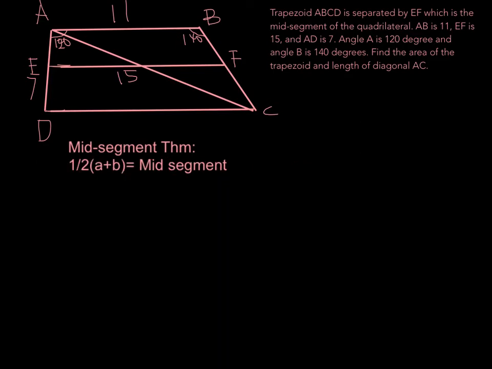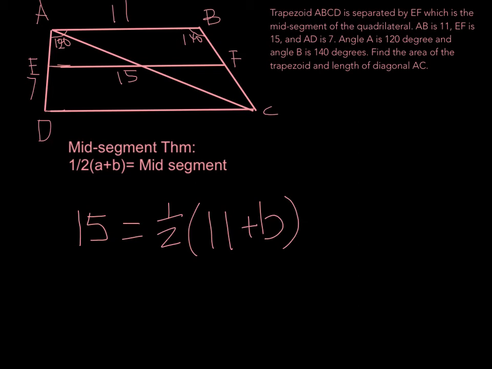If we look at this formula, we can see that the mid-segment is half of the sum of the two bases. Now, we only know one of the bases, which is the top one, A, which is 11. So we must use the formula. We know the length of the mid-segment, so we can write 15 is equal to half of 11, which is A, plus the unknown, which is B. Now, if we do some simple calculation, we'll get 30 equals 11 plus B. And if we subtract, B will be 19.